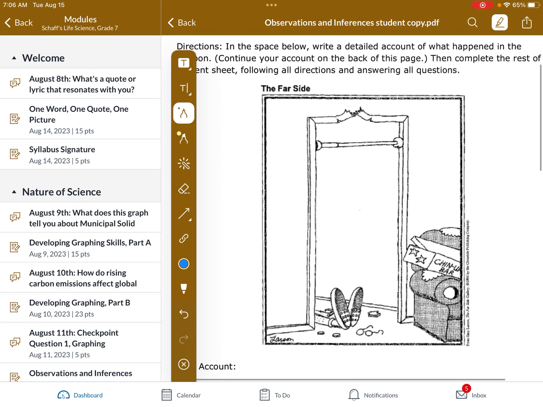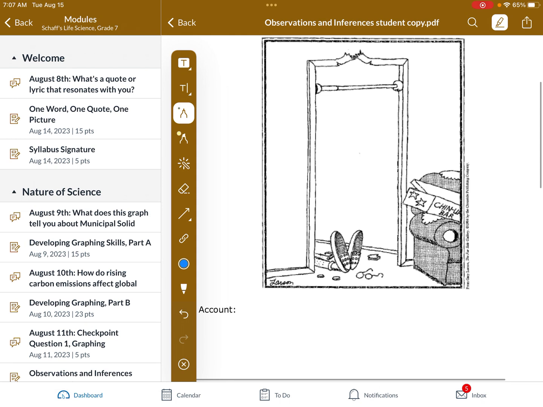So when I look at this picture, to write my account, I see some hairy legs. And since a lot of girls shave their legs and most men don't, I'm assuming that's a dude. I see some broken glasses. I see a box with the chin-up bar set, so it must be brand new, is what I'm inferring. So notice the difference between an observation, which is what I see, hairy legs, and what do I infer? He's a man.